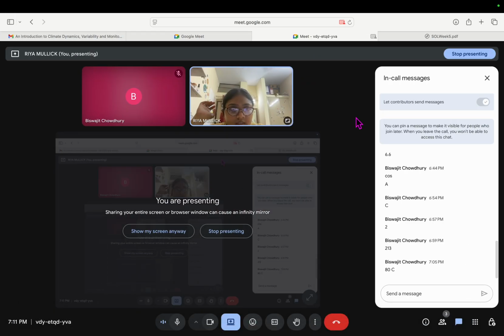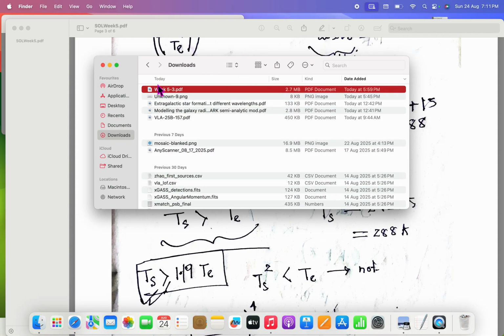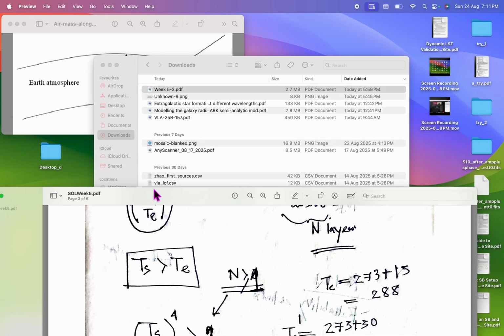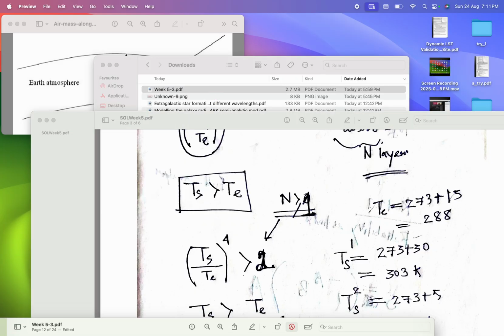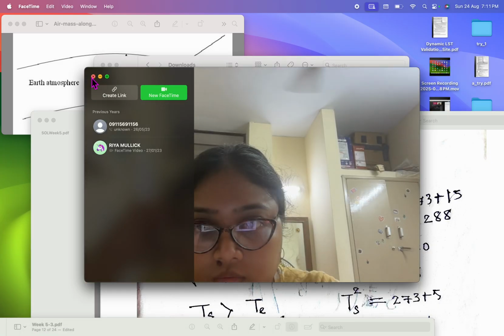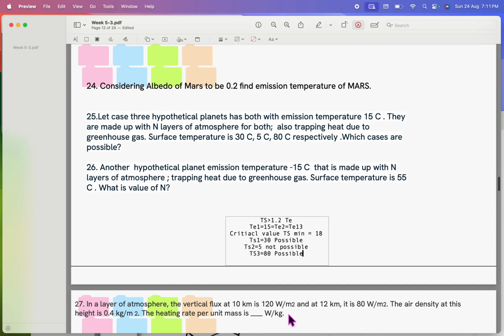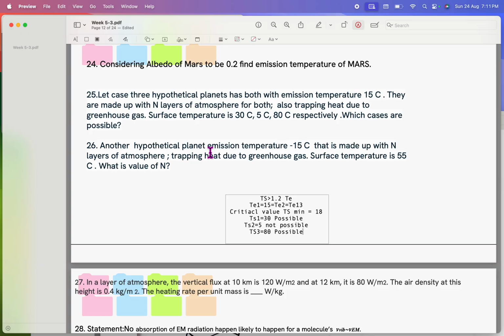Now the question. Take another hypothetical planet. Suppose the emission temperature is minus 15 degrees Celsius, and that is made up with a layer of atmosphere trapping heat due to greenhouse gas. The surface temperature is 55 degrees Celsius. Now what is the value of n?